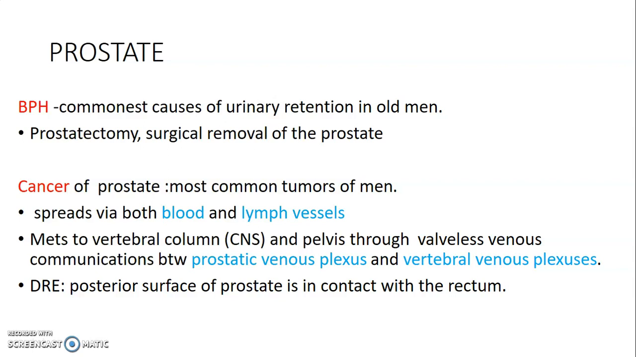Then we also have cancer of the prostate, among the most common tumors in males. This usually spreads via blood or lymphatics, and the metastasis can get to the vertebral column, the spinal cord, and the pelvis because of communication between the prostatic venous plexus and the vertebral venous plexus. And these communications are valveless, meaning that blood can move in whatever direction.